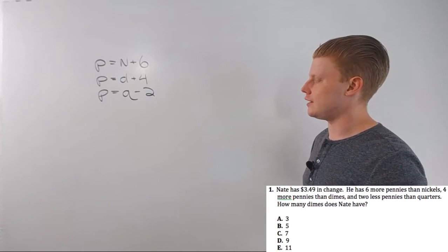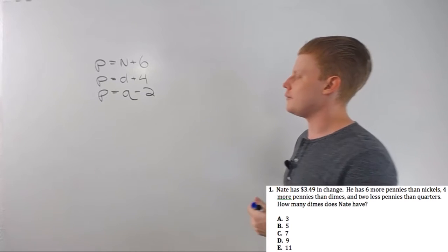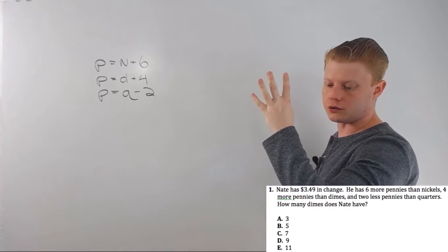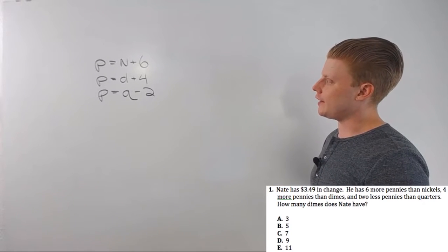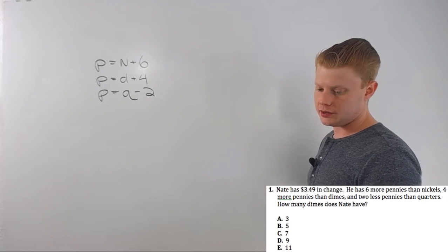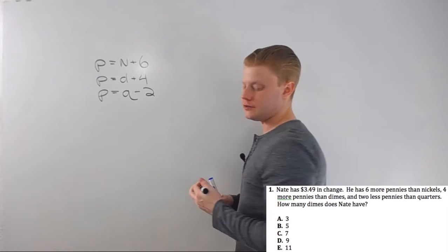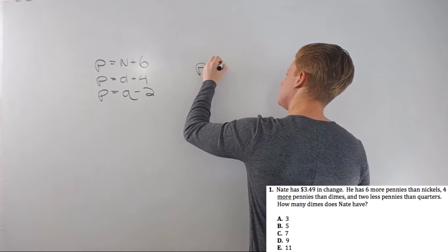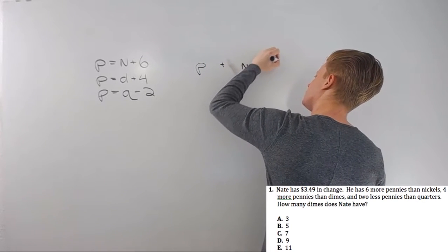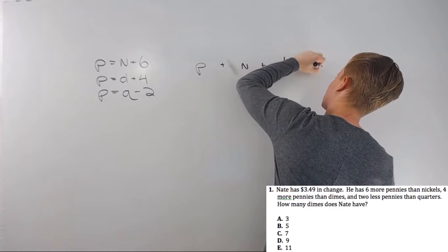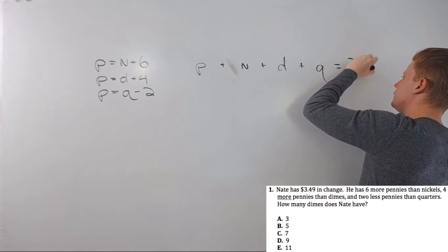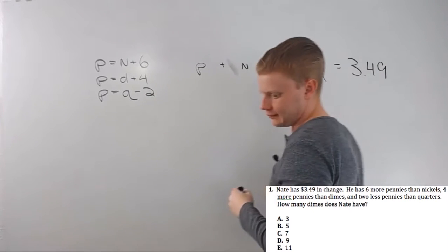How many dimes does Nate have? Okay. So how many variables do I have? Pennies, nickels, dimes, quarters, 4 variables. I don't have any equation that relates them all together right now, so I need to do that. Okay, $3.49 and change. So I could say pennies plus nickels, plus dimes, plus quarters is equal to $3.49. But I'm not quite done yet.